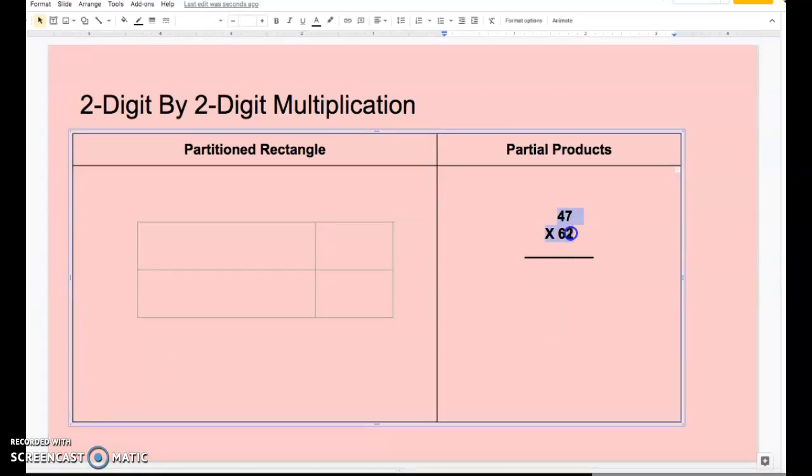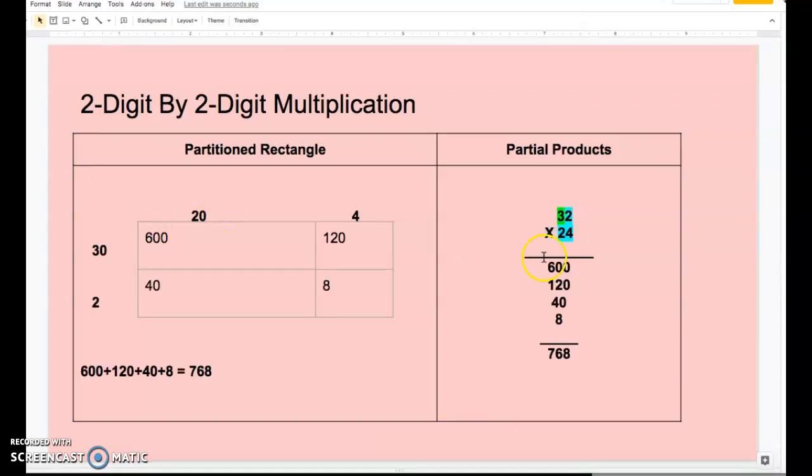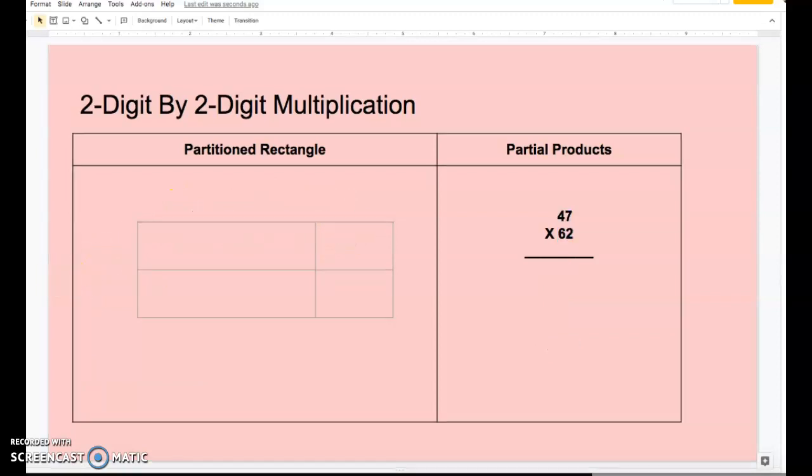Let's try one more together. 47 times 62. Fourth graders, I want you to pause the video and I want you to work on partitioning a rectangle to solve this problem and by using partial products. Remember, you're just taking the different parts and you're placing them by their place value. When you're ready, press play.